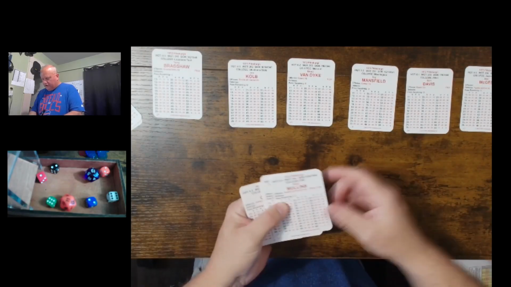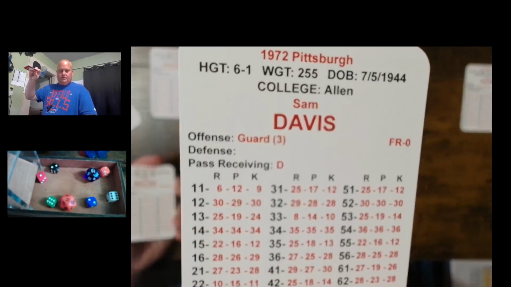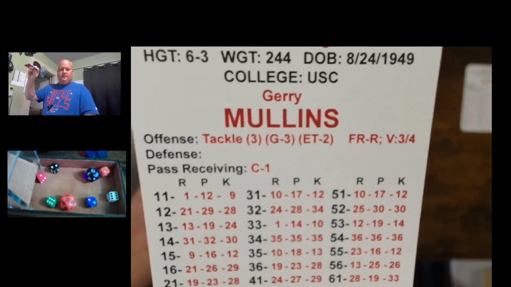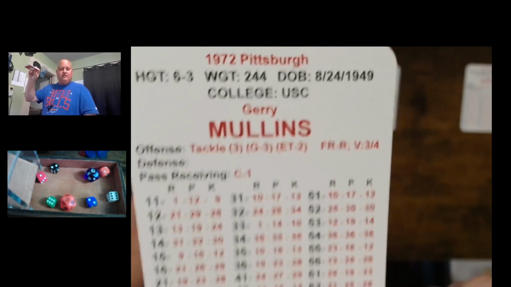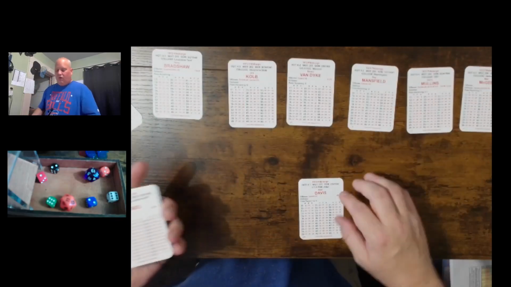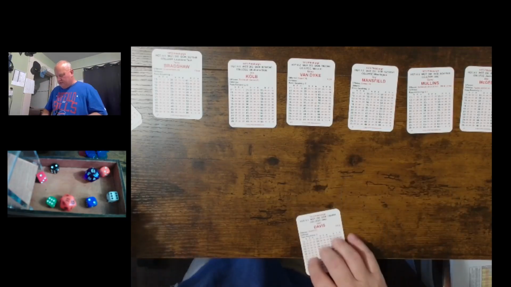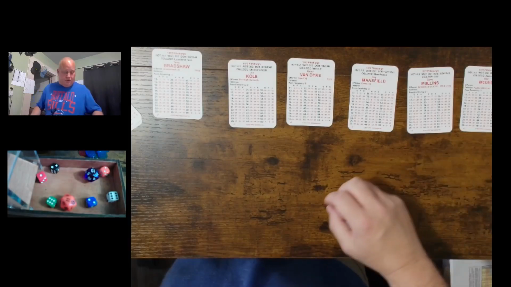Or Mullins. You know what? So here's what you got. You got Sam Davis as a 3. Right? So that means he's a 3 against the pass and a 3 against the run. Go back to Jerry Mullins. Even though he's an ET2, he's a 3-4. So he's a 3 when the offense is on a pass. He's a 4 against the run. So because he's got that 4 on there, I'm going to put him in, even though I don't want to, because it's going to throw off the pass versus run. You'll see what I mean in a minute. So he is going to be your other starting offensive lineman because he's got the 3-4, not the 3-3.